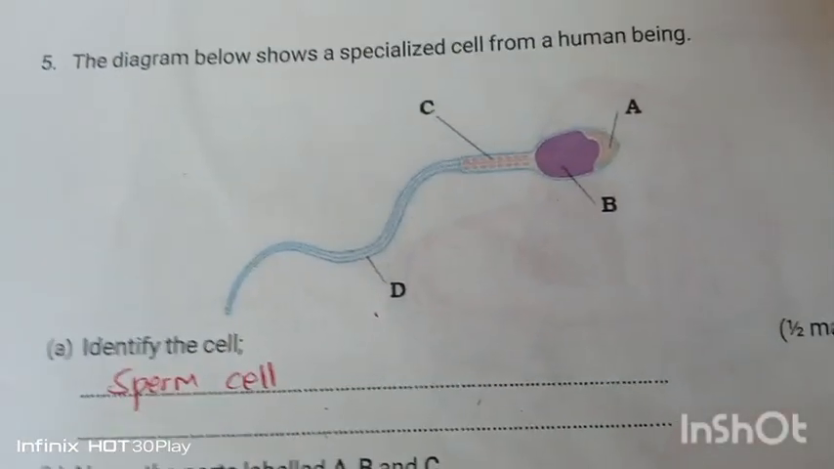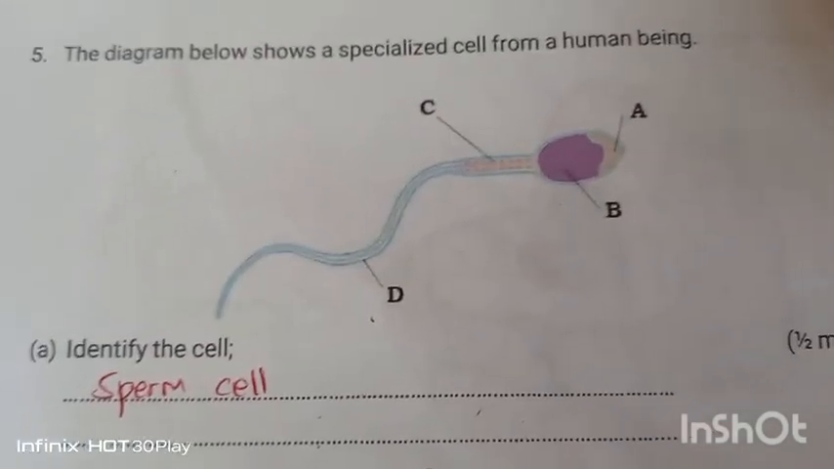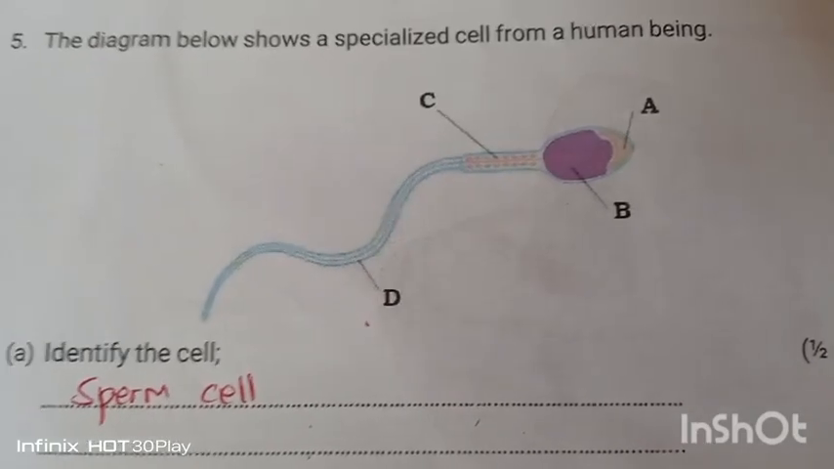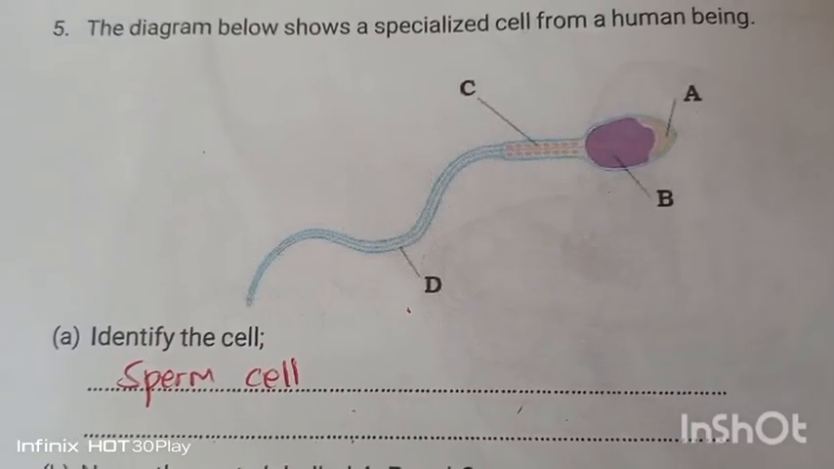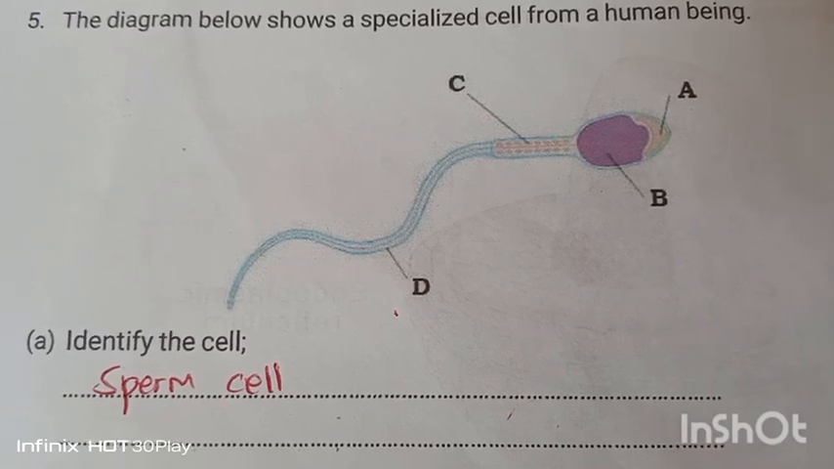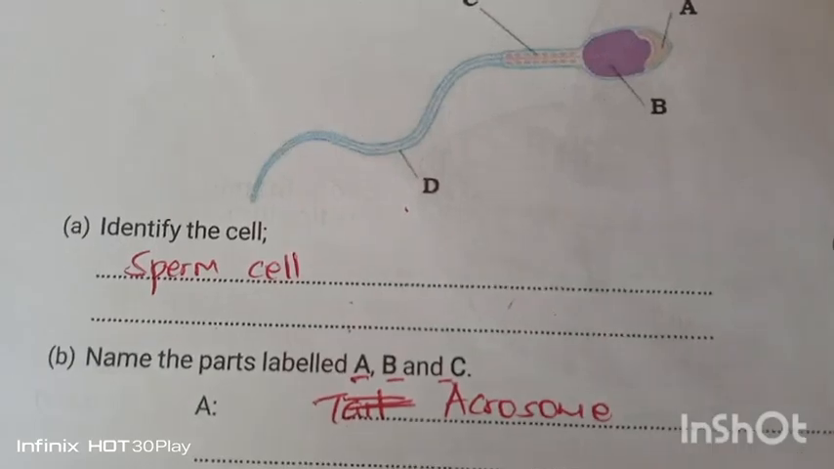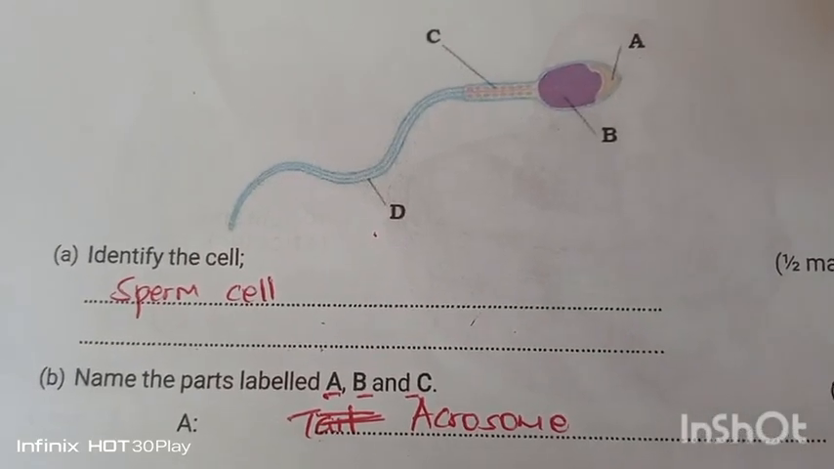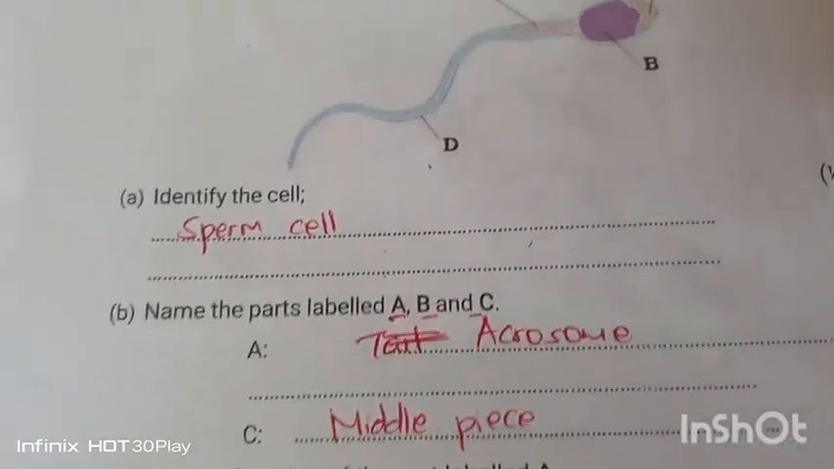Then the next question, you're given the diagram of a specialized cell in a human being. So this one is a sperm cell, clearly from the parts. It has a tail, it has the middle piece, and then it has the head, which has chromosomes in it, and the nucleus. So you are supposed to identify the cell. The cell, of course, is a sperm cell.